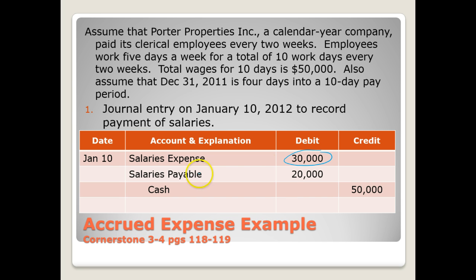Plus, as of January 10th, they actually get to clear that payable. They're now going to pay it. So they need to get rid of that payable off their books. So they're going to debit the payable for $20,000. And since they're actually paying it on that day, they're going to send $50,000 of cash out the door, which is a credit. And if we were going to be completely correct in our analysis, we would make sure to put a memo there. What would the memo actually be? Yes, the memo would be record expense and the payment.